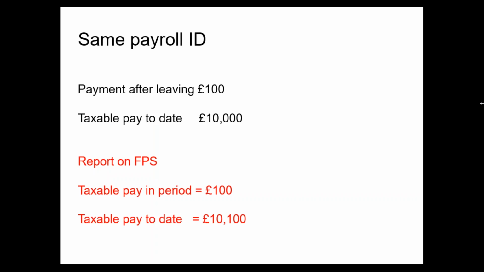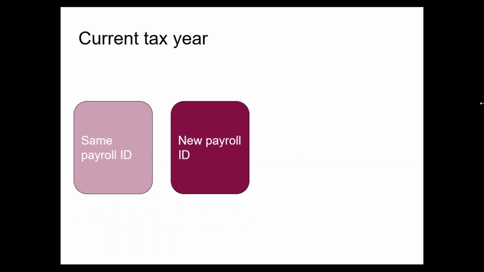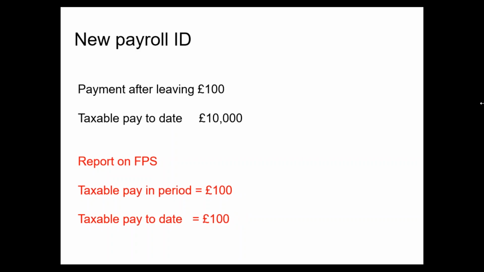If you pay your employee £100 after they've left and their previous pay to date was £10,000, then the figures to report are taxable pay of £100 and taxable pay in the year to date £10,100. In the second example, the employee also left in the current tax year, but a new payroll ID is allocated in your software. The pay and previous pay in the year figures are the same. The taxable pay in the period would be £100, as in the previous example, but the taxable pay in the year-to-date figure in this case would be £100 on its own.